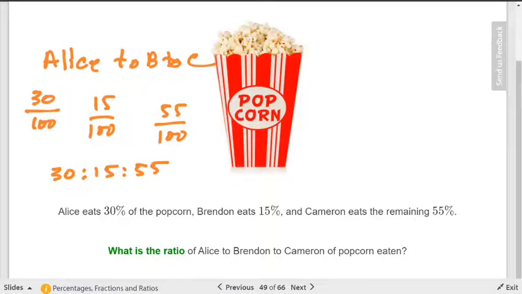30, 15, 55. There you go. They'll all simplify. They all end in 5 or 0, so we know they'll divide by what? 5. At least 5. So let's divide them all by 5, which gives us 6 and 3 and 11. Will anything divide into 6, 3, and 11 at the same time? Nope. So that's our answer. Don't forget to simplify it.